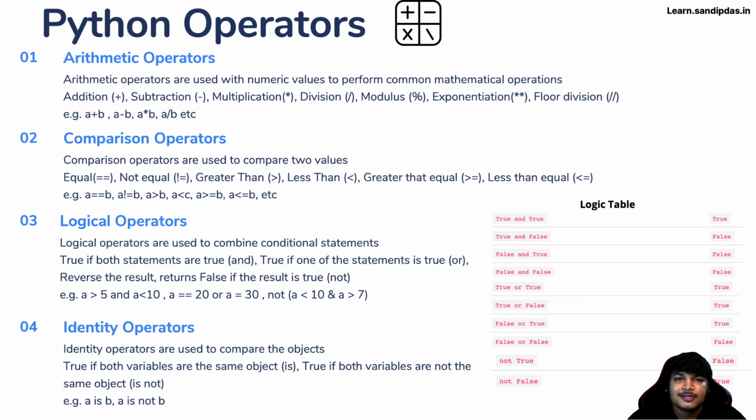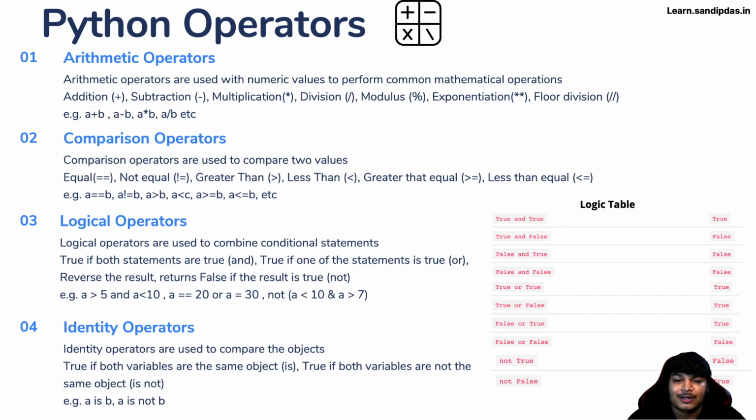Okay. Second, we have comparison operators. Comparison operators are used to compare two values. For example, equal, you can see the symbol is a double equal sign. Not equal, you can see it's an exclamation mark and an equal sign, greater than, less than, greater than equal, less than equal. For example, a equal b, or a not equal b, a greater than b, a less than c, a greater than equal b, a less than equal b, etc. While covering the conditional statements, we will be utilizing these comparison operators.